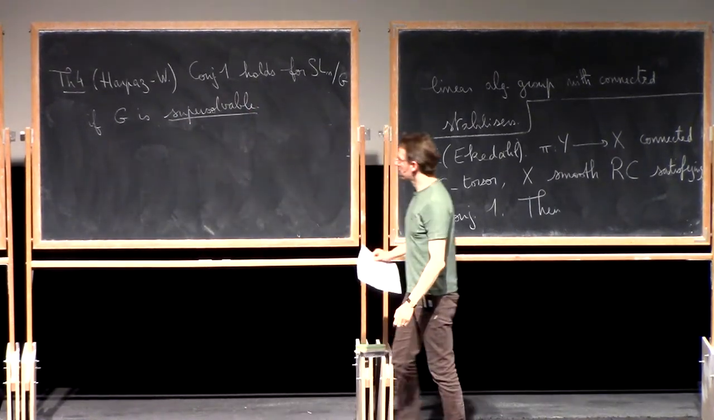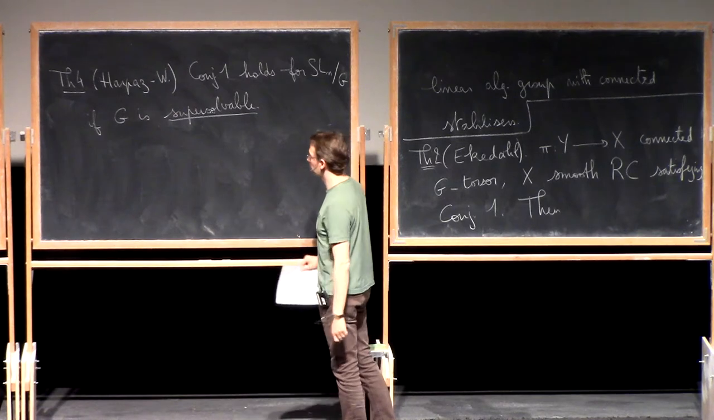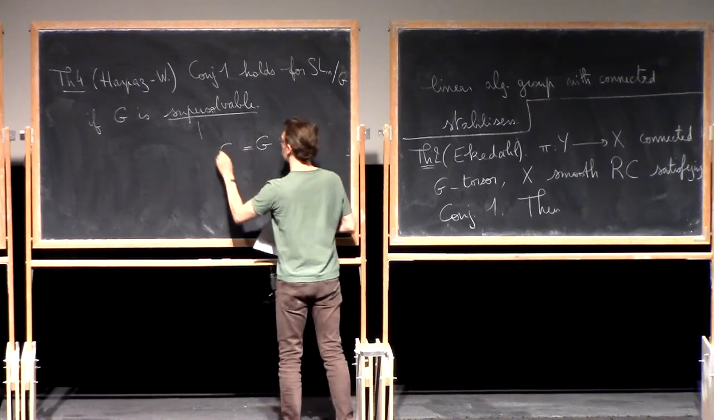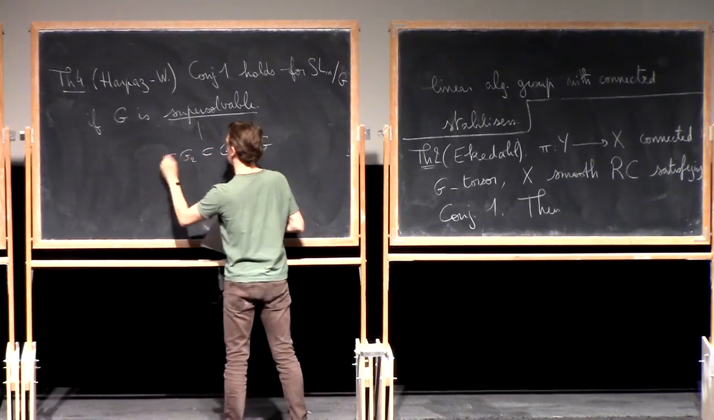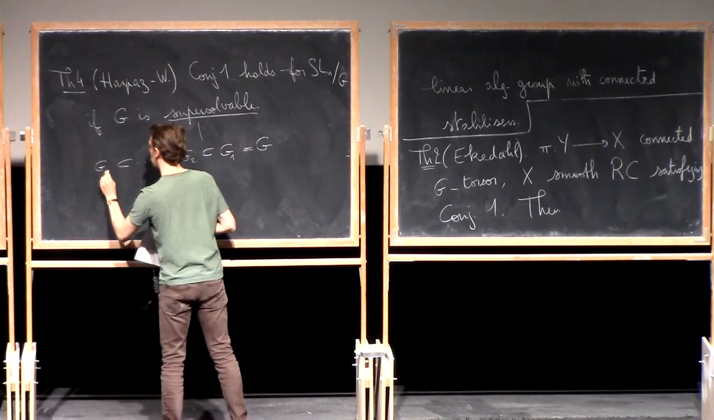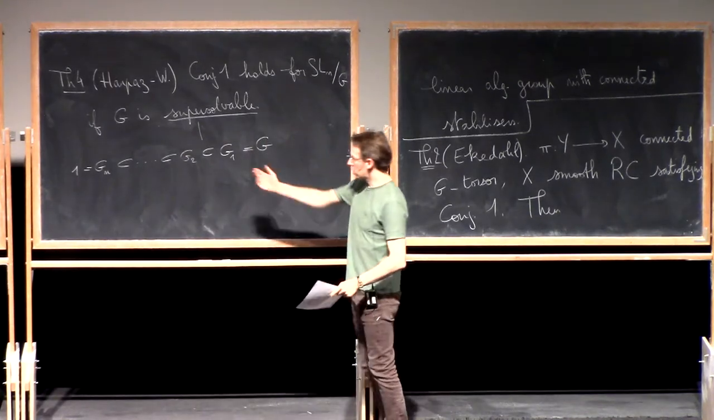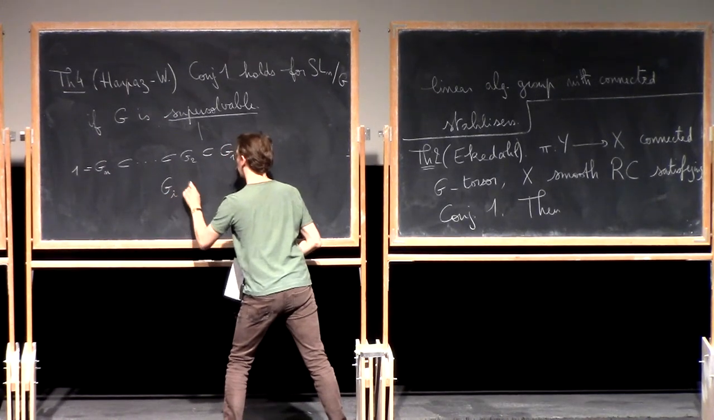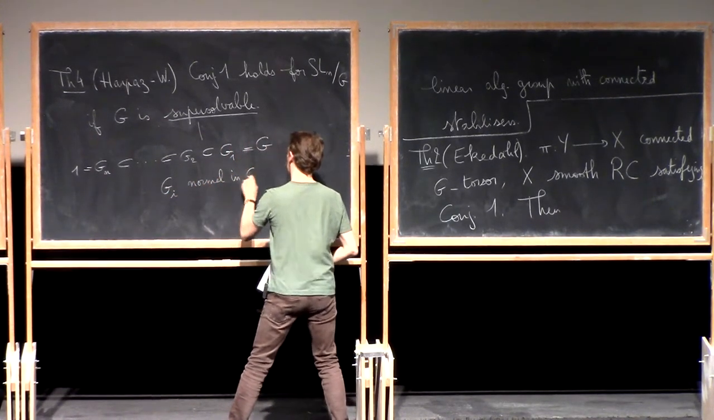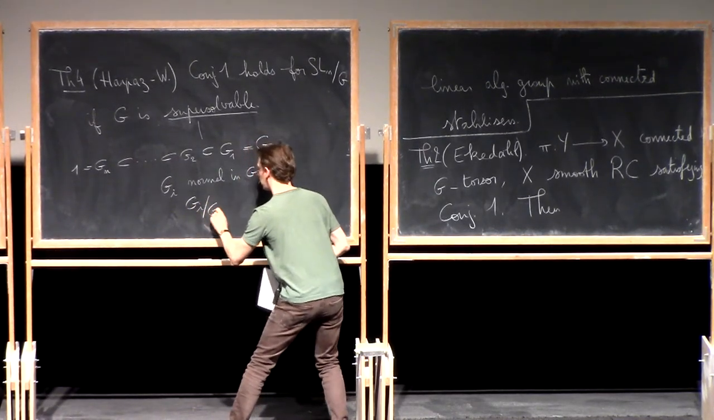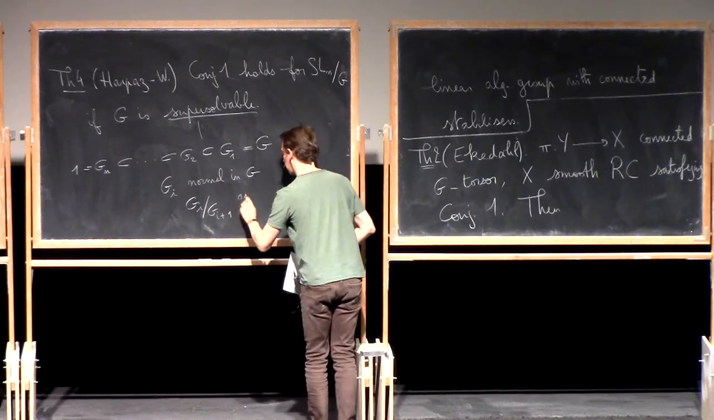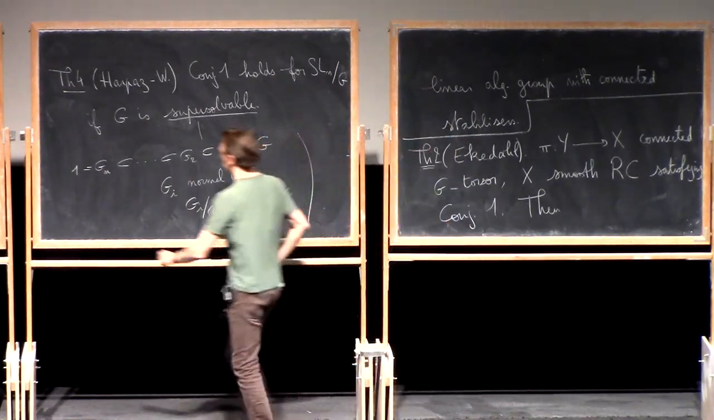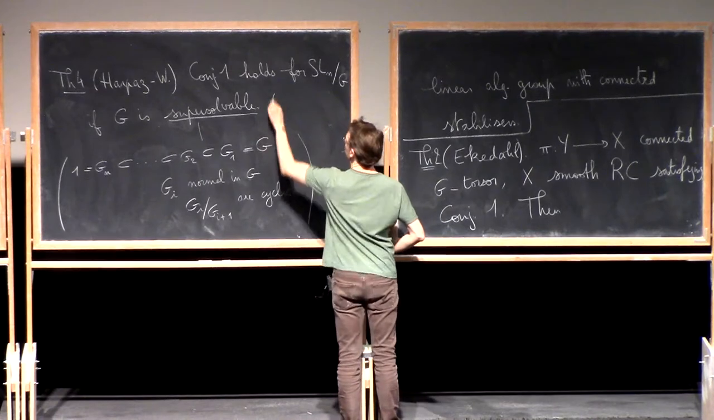So let me remind you what this is. Supersolvable is in between nilpotent and solvable. It means there's a filtration G equals G_1, G_2, and so on, G_n, such that each G_i is normal in G, and the G_i mod G_{i+1} are cyclic. Okay. So this includes nilpotent groups, so all p-groups, for example.